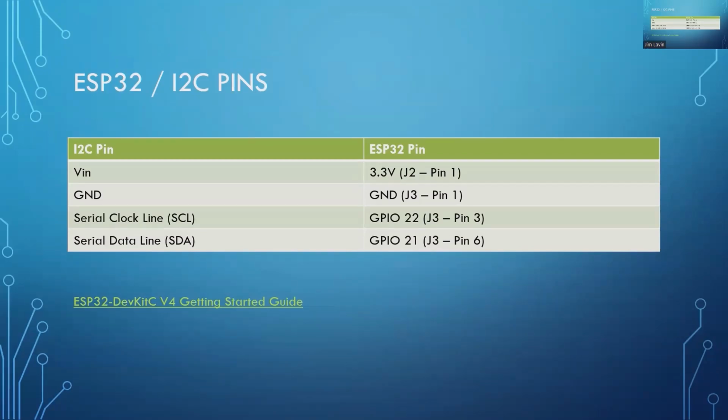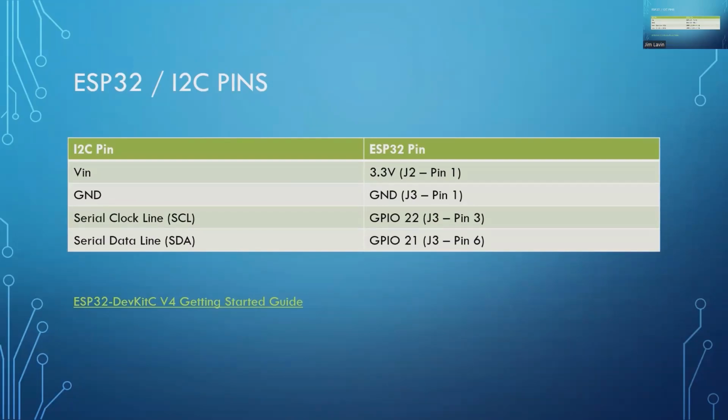And so we're going to use GPIO pin 22, which is pin 3 on J3, for the SCL line. And then we're going to use GPIO 21, which is pin 6 on J3, for the serial data line. And that link down at the bottom takes you to the getting started guide that I went through last week that gives you the breakout of each one of the pins.